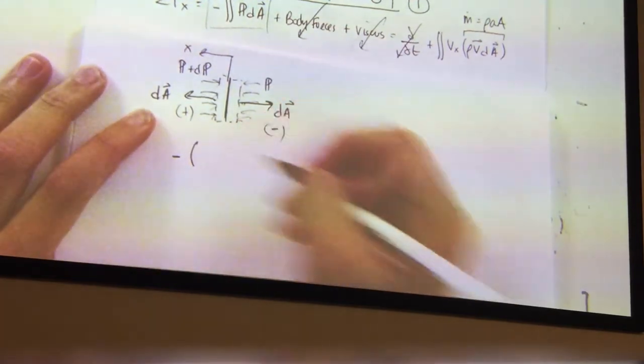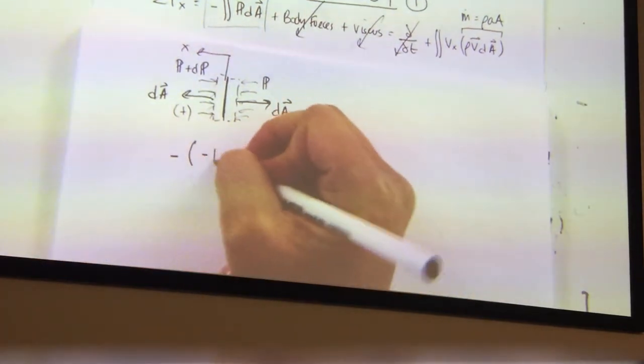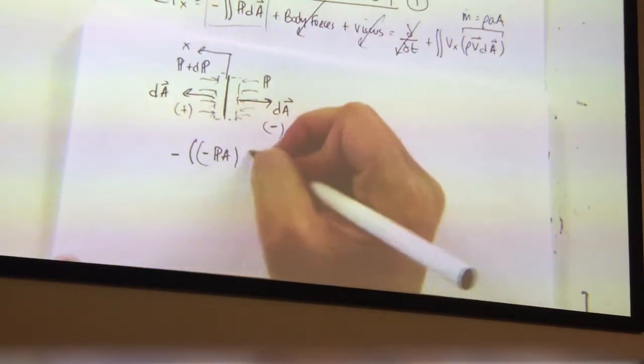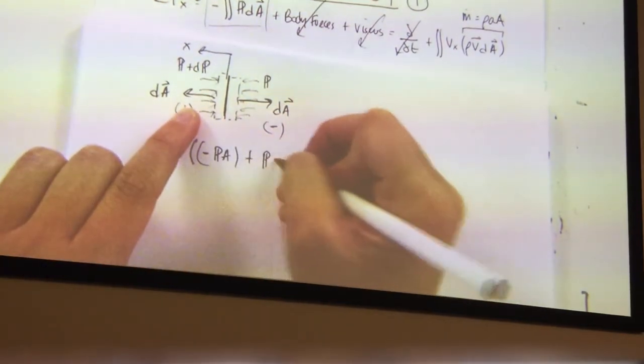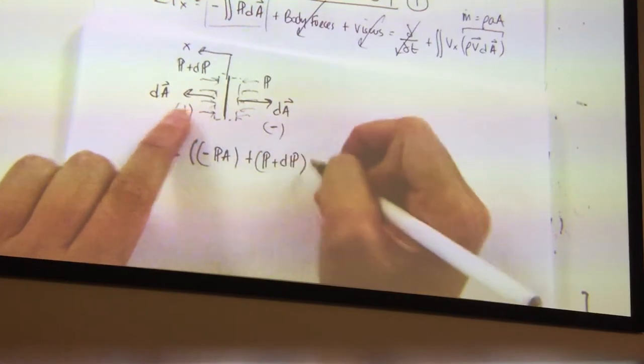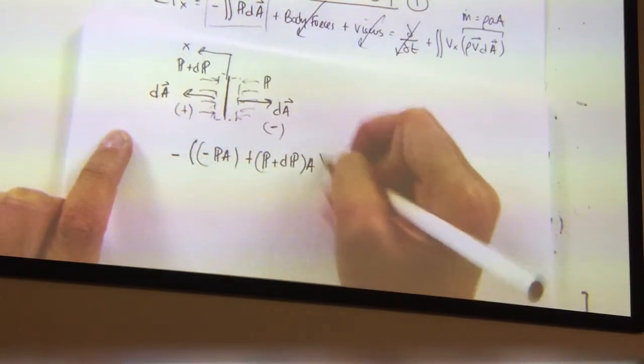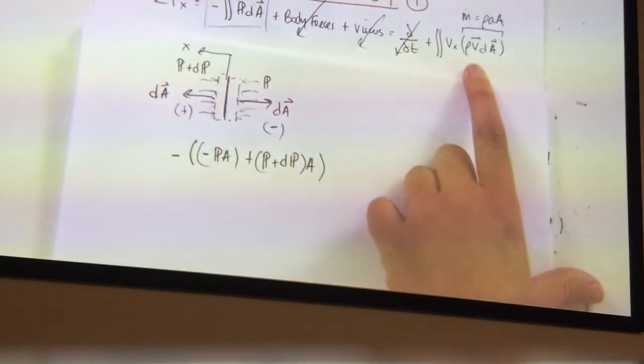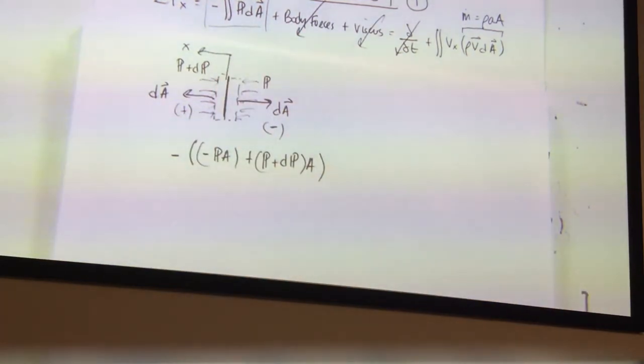And we do negative PA for whatever comes in on the right-hand side, plus this is positive, so (P plus dP)A. That would be our pressure term. So that's the only term that we have on the left-hand side. On the right-hand side, we're going to talk about our mass flow rate.